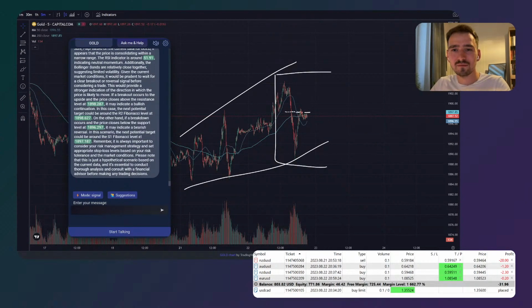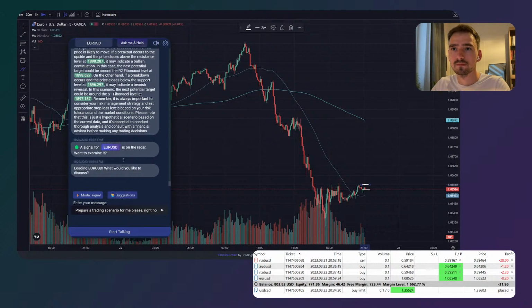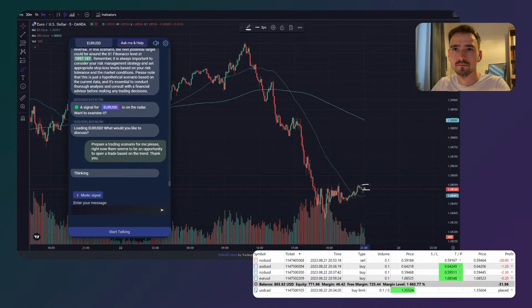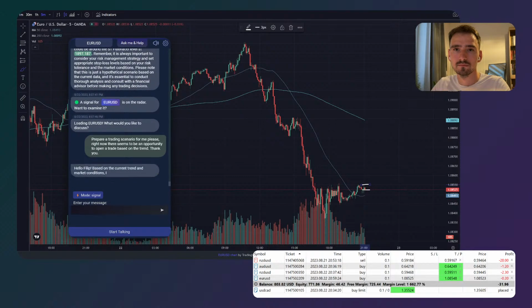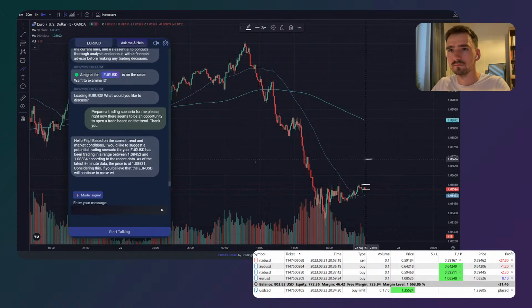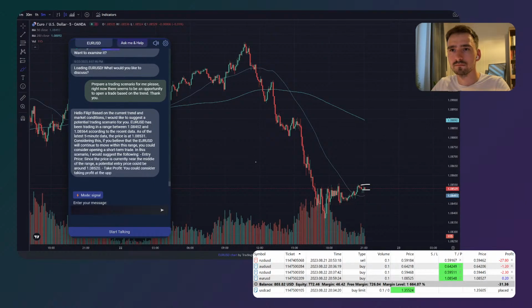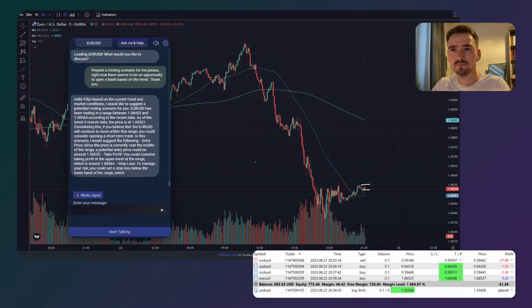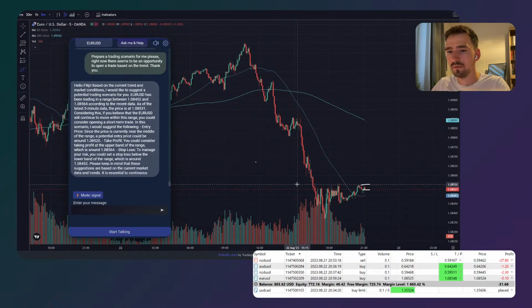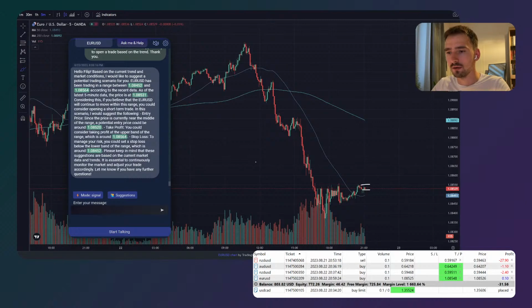All right, guys. So this is for the gold. We've got another signal for euro dollar. Do we have it open? Yes, we do. Let's take a look. Based on the current trend and market conditions, I would like to suggest a potential trading scenario for you. EUR/USD has been trading in a range between 1.08452 and 1.08564 according to the recent data. Yeah, that's the trade we have open, so it actually suggests, again, the same trade we have. Oh, we have it there. It's all set. It's offline.